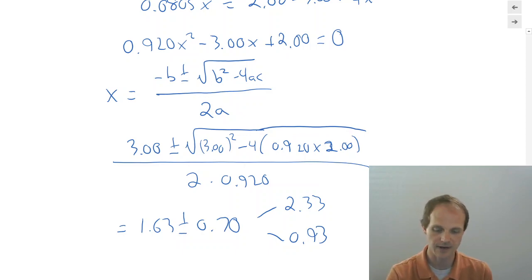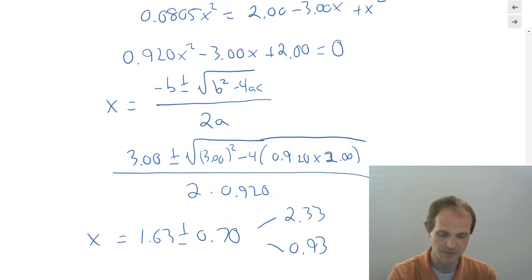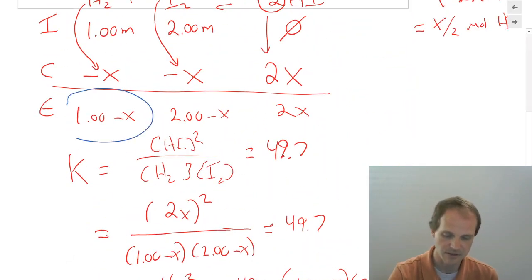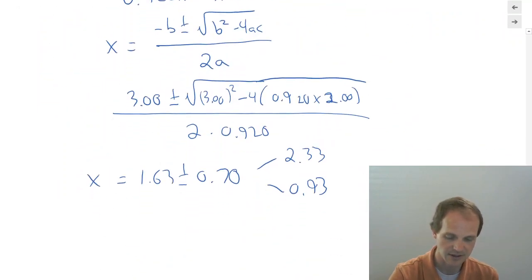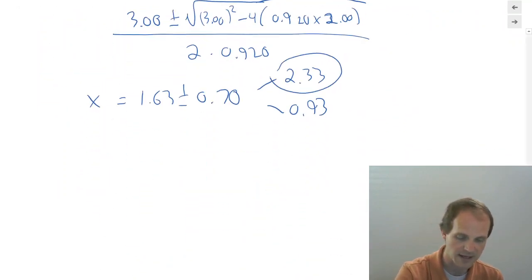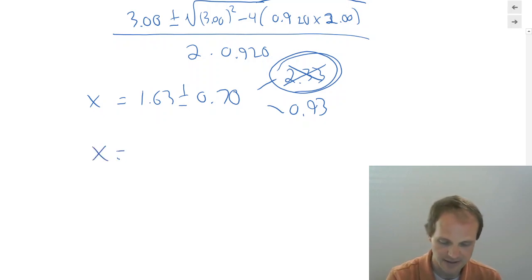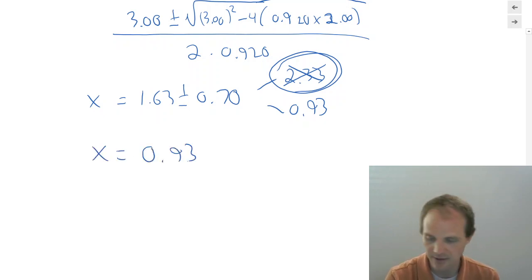Now, like I said, one of the first things you want to do when you get your two different roots for x is check to see if one of them is unreasonable. Let's go back up to our equilibrium line here. Our equilibrium line tells us that our equilibrium concentration of H2 is going to be 1 minus x. So let's go ahead and look down here. If I take 1 minus 2.33, I'm going to get a negative value. So just from not being reasonable, I can eliminate that root. And so I know that my x is actually just going to be 0.93.